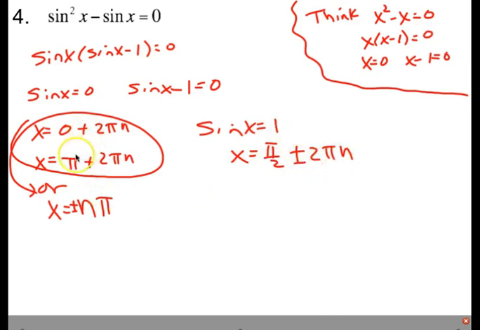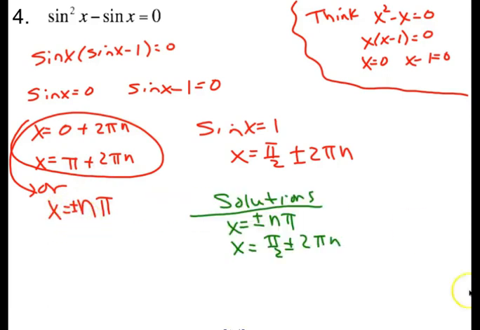And here, because they are equidistant, there's a pi difference between 0 and pi, and back again and back again, I can say for here the more concise answer is x is equal to plus or minus n pi. And so my final solutions are x is equal to plus or minus n pi, and x is equal to pi over 2 plus or minus 2 n pi.